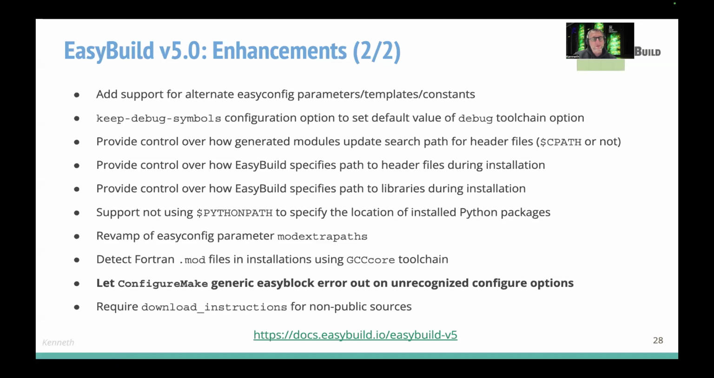Whenever during the configure step, EasyBuild notices unrecognized configure options, so there's a small warning printed by the configure command for that, it will stop the installation right there and basically flag that unknown configure option. So before in EasyBuild 4 and older versions, it was silently ignoring that warning. Now we make that a bit more strict and we want to make sure that every configure option that is specified is also a known configure option.